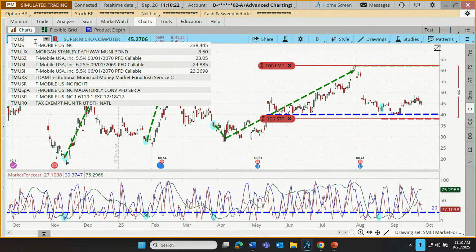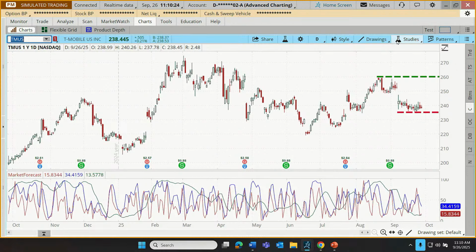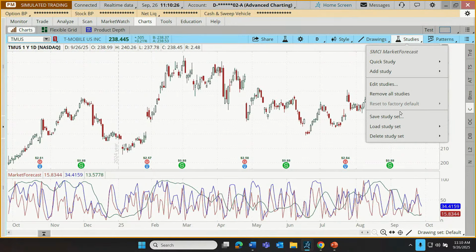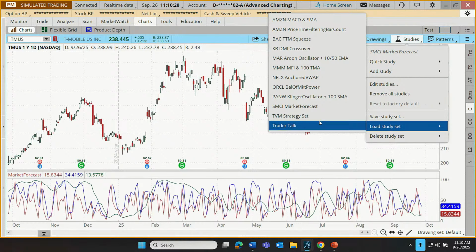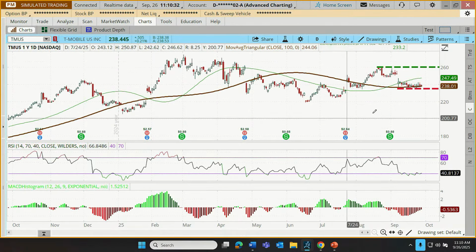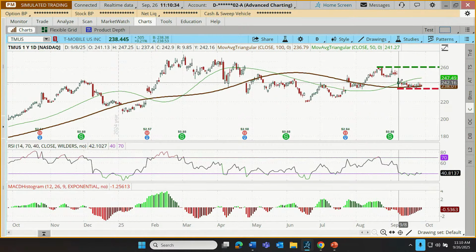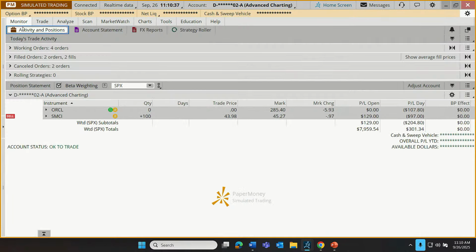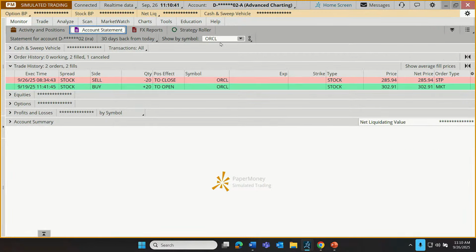Try that again, TMUS. And this trade was taken using our trend value momentum study set. So let's load up that TVM strategy set. And with this position, we took the trade. When was that trade taken? Let's go to our account statement. Let's look back for TMUS. That trade was taken on the 12th.